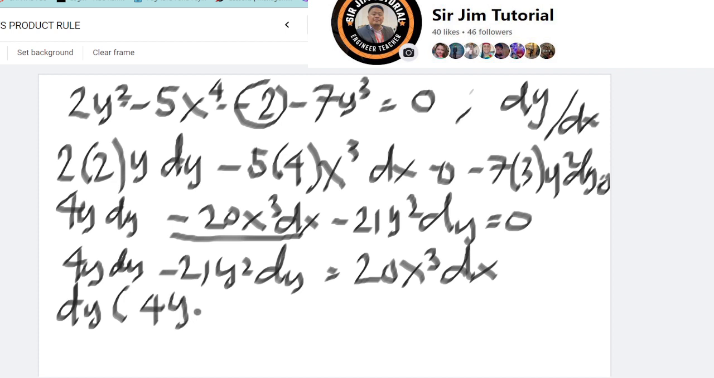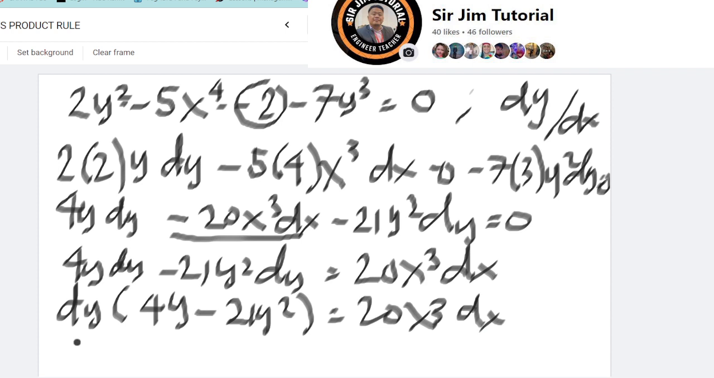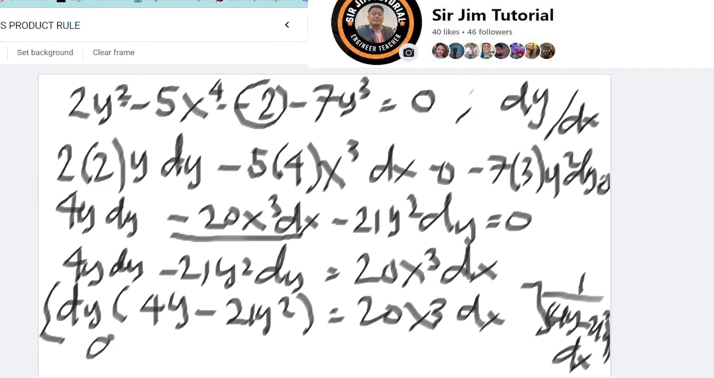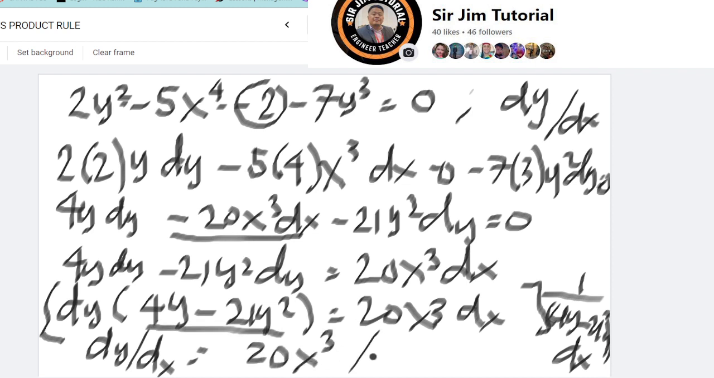And then you have here 4y minus 21y squared. So we just factor out dy, and then you have here 20x cubed dx. In other words, we multiply both sides by 1 over this function 4y minus 21y squared, and then divide also by dx. So in other words, we have here dy over dx. It is just that dx, you put it on the other side, cross multiply. And then you have here 20x cubed all over 4y minus 21y squared. So this is explicit, this is implicit functions or implicit differentiation in differential calculus.